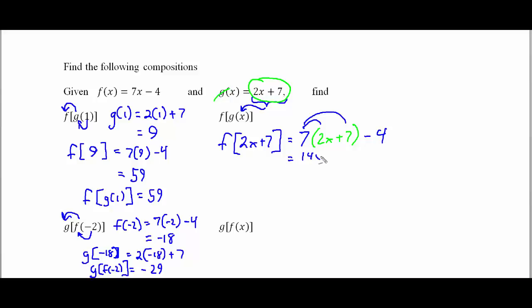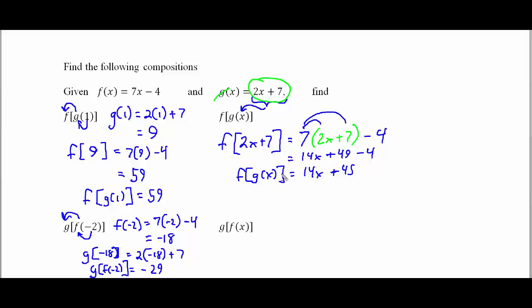So I am now going to find a function after distributing the 7. So this is 14x plus 49 minus 4. And that will then give me an answer of 14x plus 45. And this is my f of g of x. This is my new function where the g of x got plugged into the f of x.